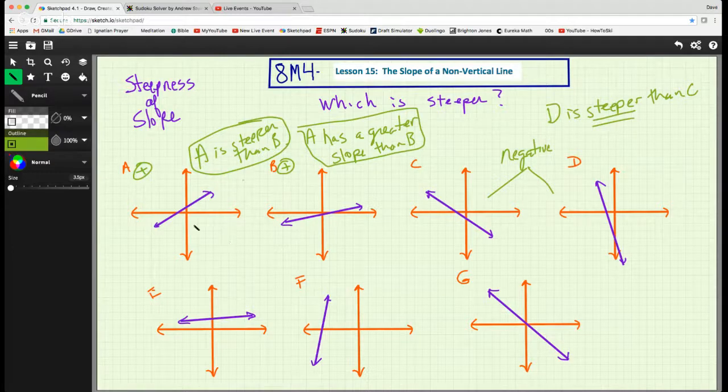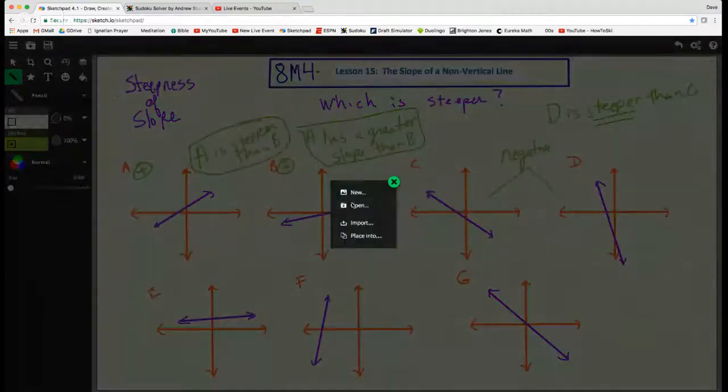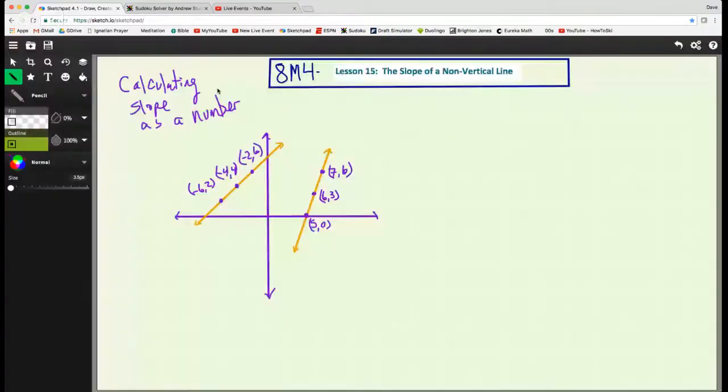So this is what we talk about when we talk about steepness of slope. And we're going to put some numbers on this real quick. Just make sure you understand positive and negative, and then just kind of a sense of steepness. And let's go talk about that as we move along here. Now we're going to calculate slopes of these two lines.